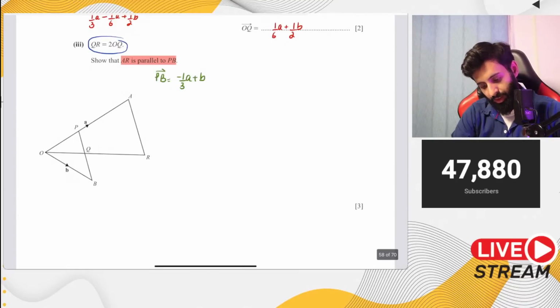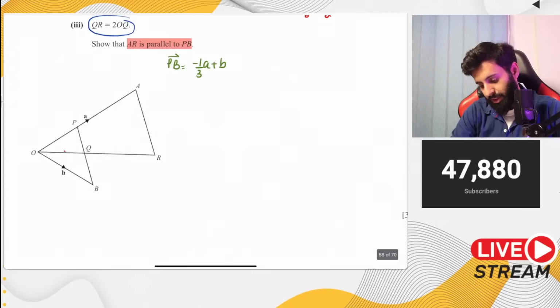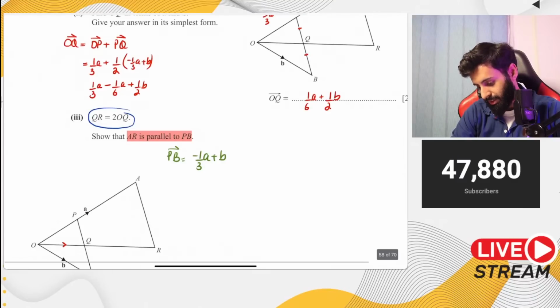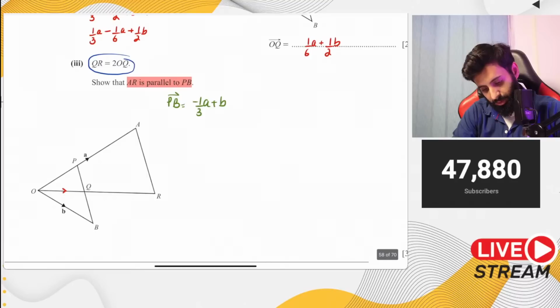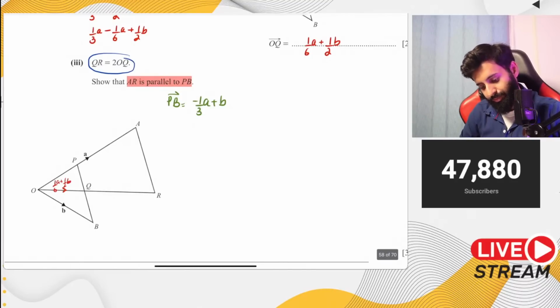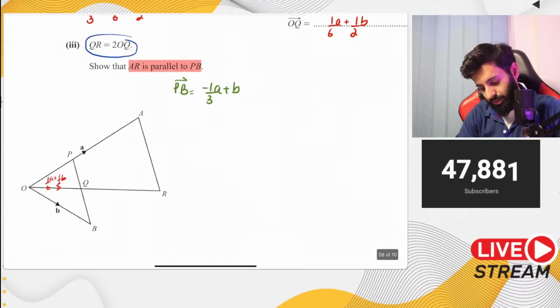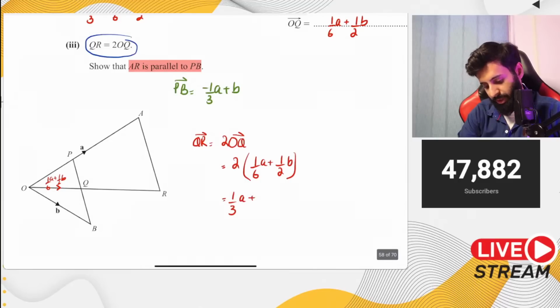Okay. Now OQ is something that we already have. It's 1/6A plus half B. Now QR is equal to what? It's equal to twice of OQ according to the question. So take 2 and multiply it by 1/6 of A plus half B. What do we get? We get 1/3 of A plus B. So I directly simplified that a bit. I hope it's clear to you guys.